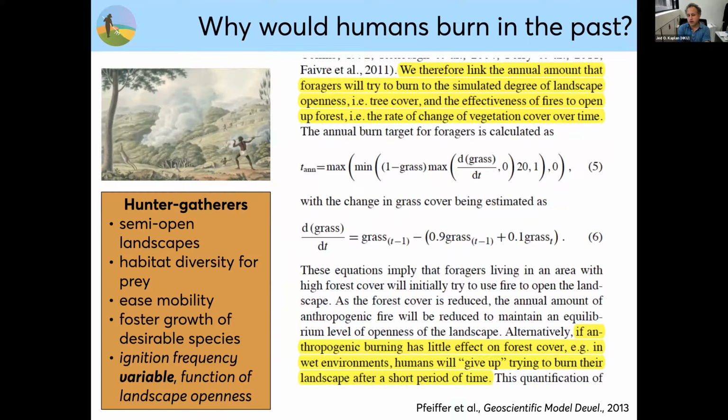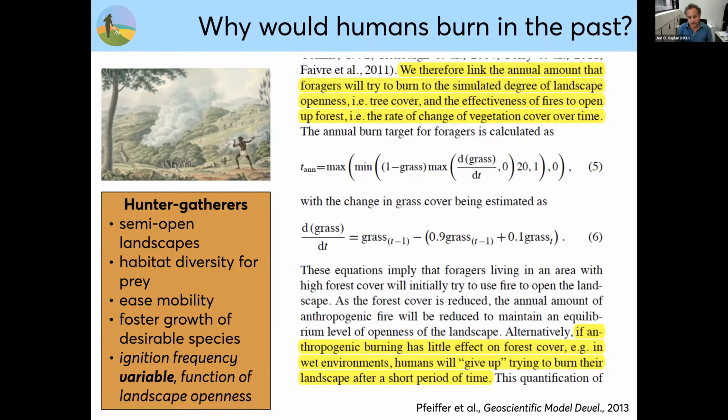We assumed in this modeling study that hunter-gatherers preferred to live, as I mentioned, in semi-open landscapes. So that's interesting here because what we can actually simulate is a feedback between humans and their environment. Humans move into a landscape, and if it's too closed for their liking, they'll try to light it on fire and burn some of it and open it up to get to that kind of sweet spot of about 50% openness. Now, if it's a tropical rainforest, it rains all the time, it's impossible to get any fire going. Then after a little while, the people just give up and they move on. They'll try to live in a different place.